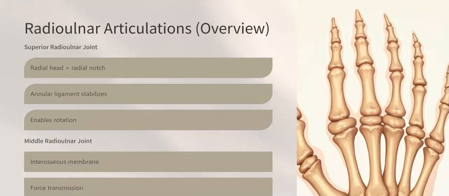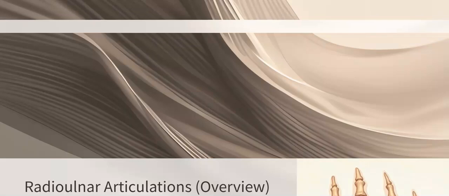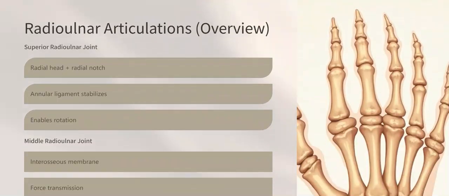4. Radio-ulnar articulations. There are 3 joints. 1. Superior radio-ulnar joint, head of radius plus radial notch, stabilized by annular ligament. 2. Middle radio-ulnar joint, interosseous membrane, transverse force. 3. Inferior radio-ulnar joint, head of ulna plus ulnar notch of radius, contains TFCC.